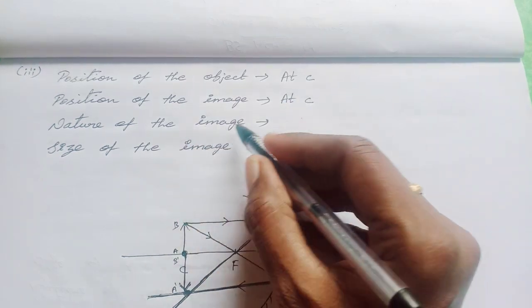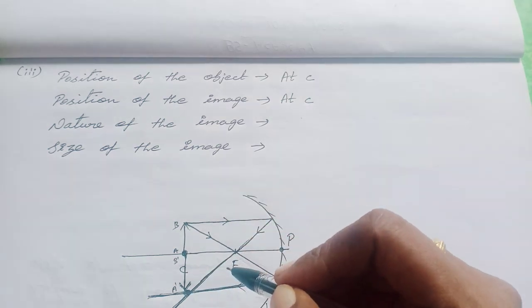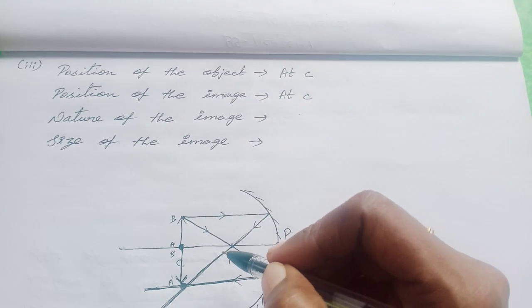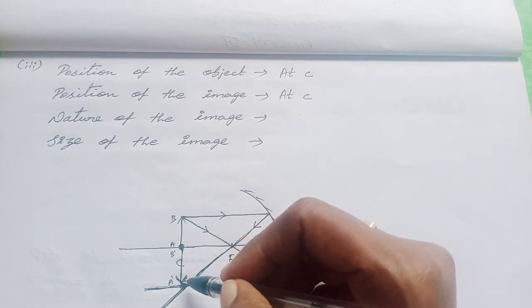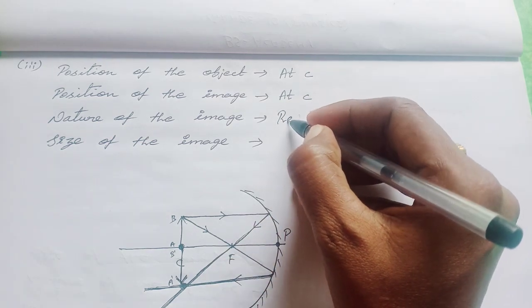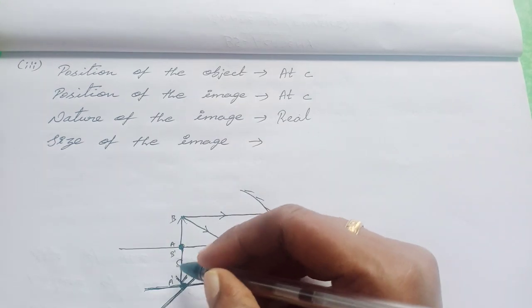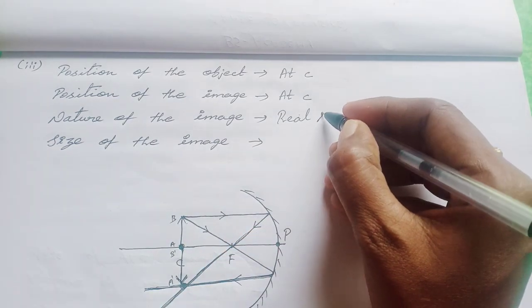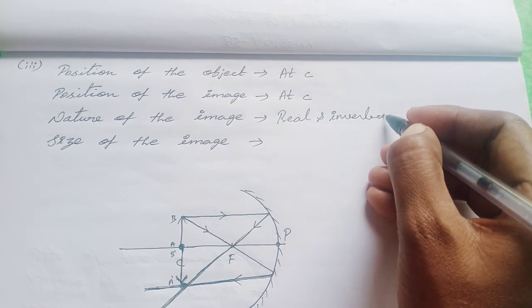And what will be the nature of the image? See, if you place the screen over here, you are able to see the object on the screen. So it means what? When the image is formed on the screen, then that image is called as what? A real image. And also we will see the image in the inverted position. So therefore the nature of the image is real and inverted.